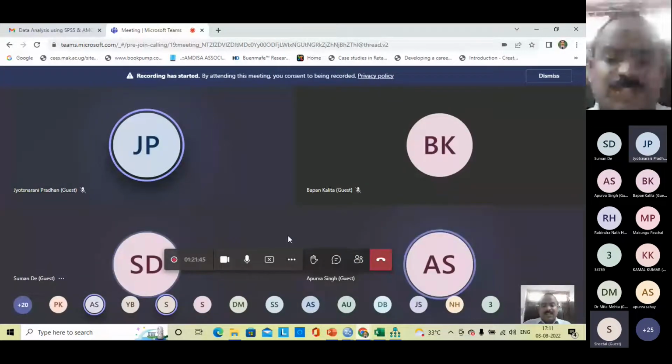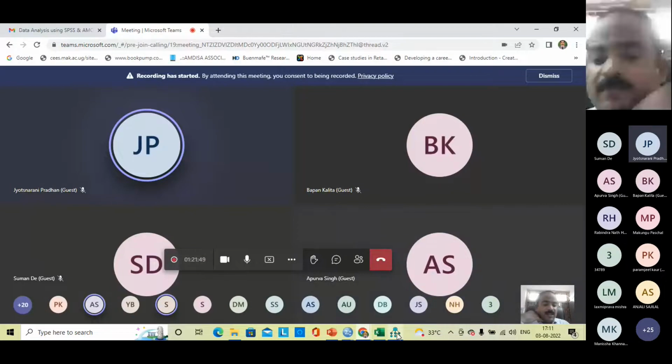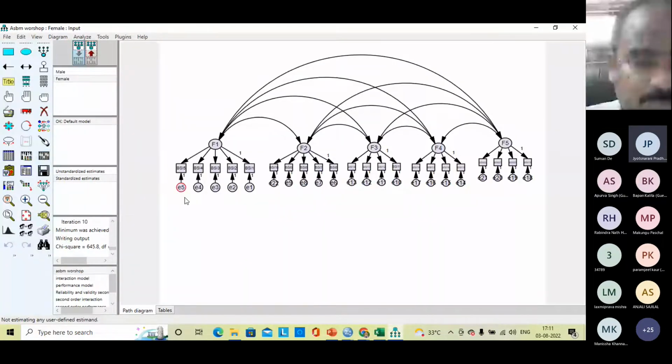So let us move ahead for the invariance testing. Look at here. Till now we have given the input to AMOS for male and female, and the labels are 1 for male, 2 for female. Now we will make the group. On which basis will AMOS give us the result? Look at here, there is an icon. If you slowly put your cursor there, it is written multi-group analysis.